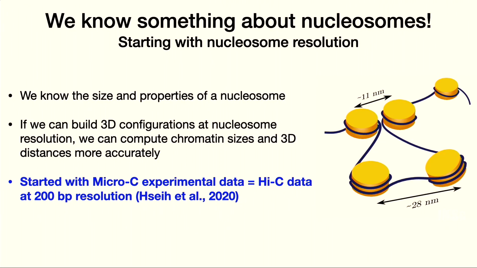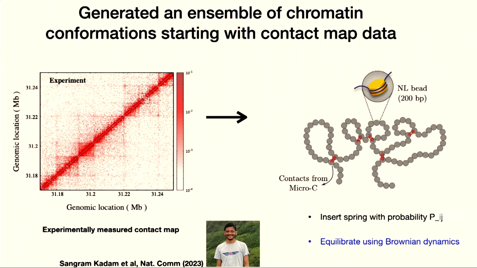There is a very specific experimental data called micro-C, which uses micrococcal nuclease. That's why it's named micro-C, and it generates a contact map at the resolution of a nucleosome. This is, for example, the data from C et al. Here, this dot represents a nucleosome at 31.22 megabase in contact with another nucleosome at 31.24 megabase. That's what this means. So every dot in this is a contact between two nucleosomes on average, typically.